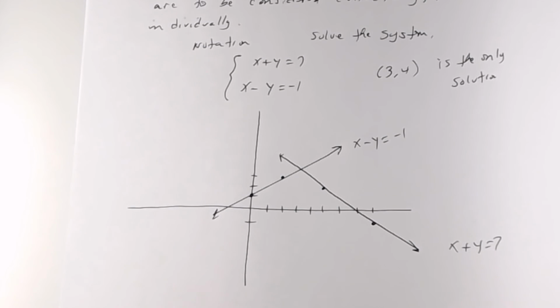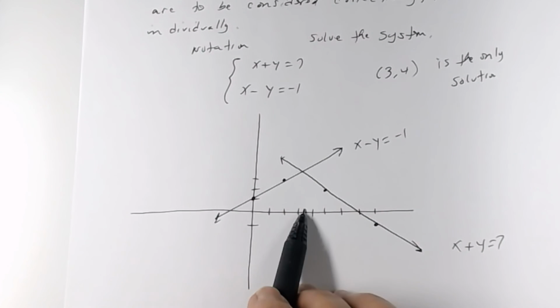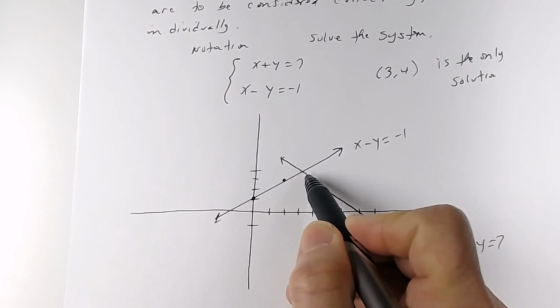Now, those two lines intersect. How many places do they intersect? 1. I did it by hand, but where does it look like they intersect? 3, 4. That's where it looks like they intersect. They intersect at 3, 4.